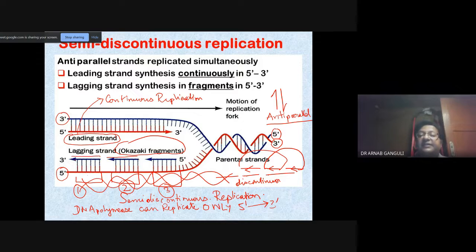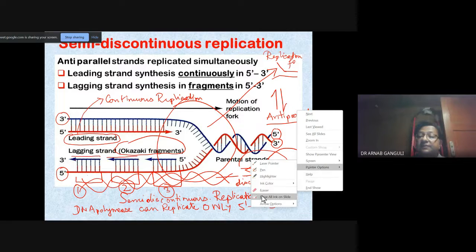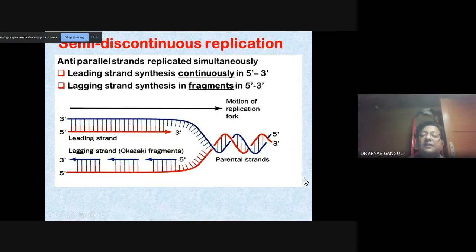And this part which you see over here, this is known as replication fork. This part is the replication fork.